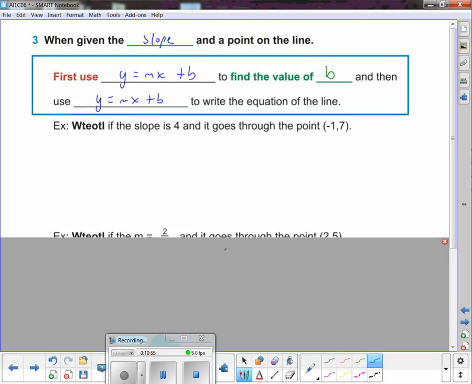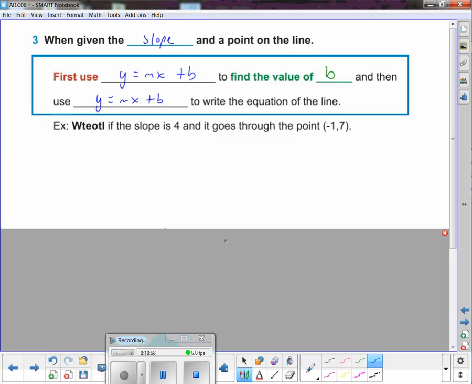All right, so let's do an example like this. Write the equation of the line when the slope is 4 and it goes through the point -1, 7. Okay, so let's start off with our y equals mx plus b. Do you agree the m is a 4? So let's put the 4 in for the m. Let's use a little color here. On our point, what does the -1 represent? Why don't we stick -1 in for the x?